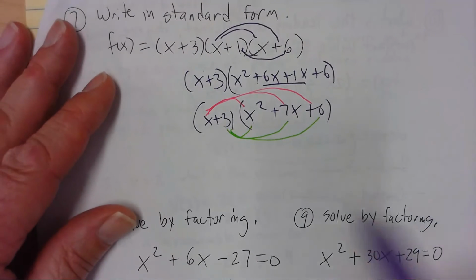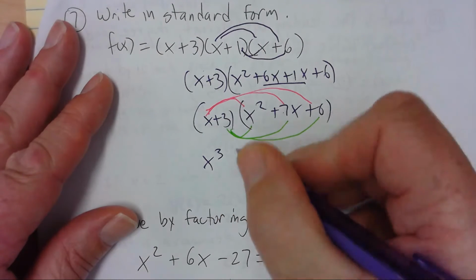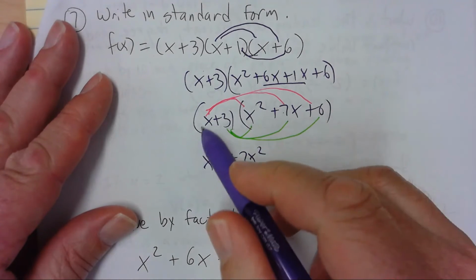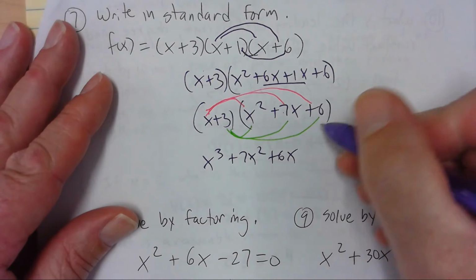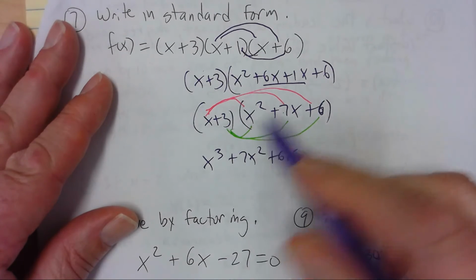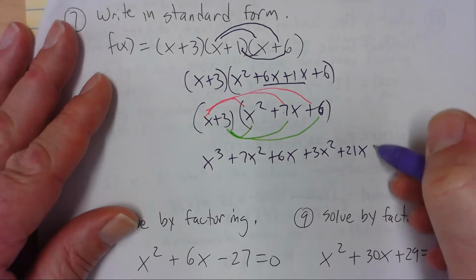So x times this would be x cubed. X times this is 7x squared. X times that is 6x. Now 3 times everything is just tripling everything, so we get 3x squared, 21x, and 18.